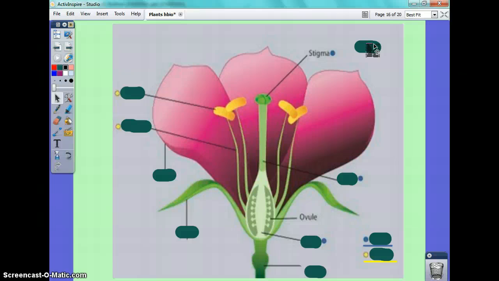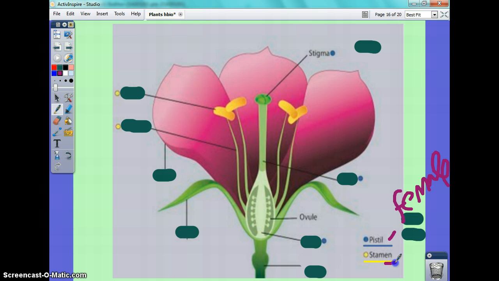Good, it's actually backwards. The blue dots are the pistil, which is the female parts, and the stamen, if you underline men, that will help you remember that's the male parts. So the pistil, wherever I click on a blue dot, is going to be female reproductive parts of the plant, and the yellow dots are the male reproductive parts of the plant. All right, so who can name me another part?